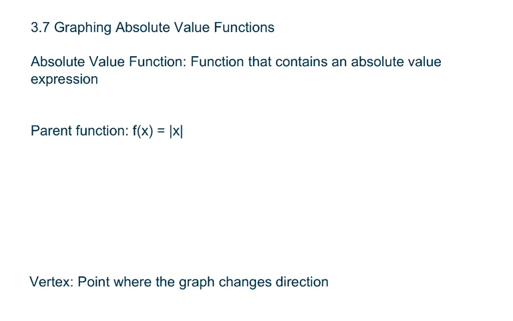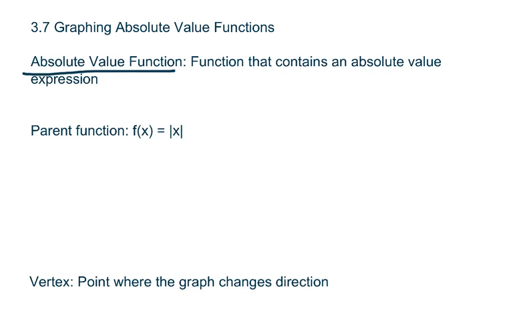Section 3.7 is the final section of Chapter 3, graphing absolute value functions. So in Section 7, we kind of move away from linear functions for a while, and we talk about absolute value functions. Absolute value function is a vocabulary term. It's simply a function that contains an absolute value expression.